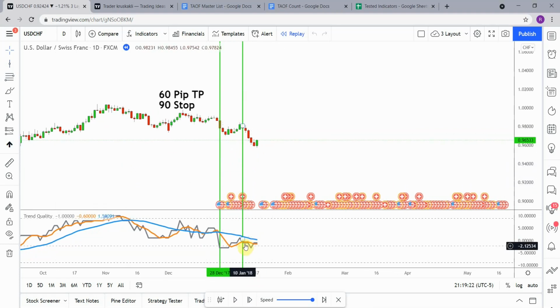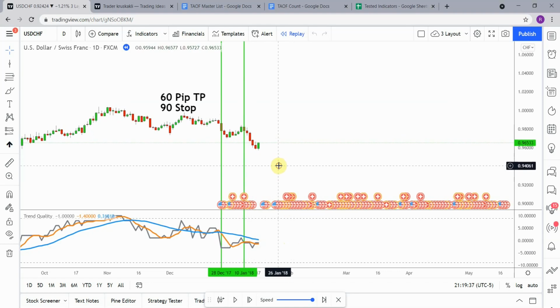All right, so you can see right there that the scenario we were just discussing took place right there, where the gray line actually drops back below the orange line, and we would have taken a short, and that one also got us to take profit. So I hope that's pretty clear on exactly what we are looking for here.